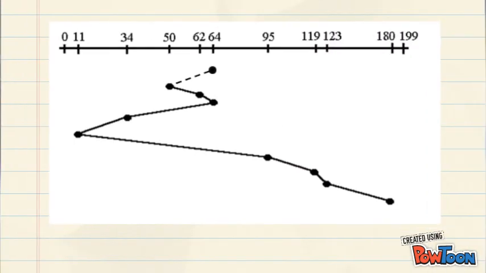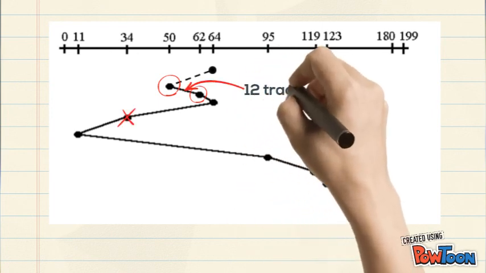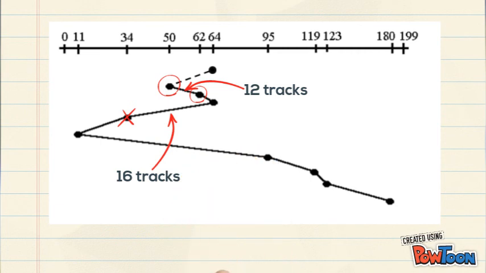In this case, requests are serviced according to the next shortest distance. Starting at 50, the next shortest distance would be 62 instead of 34, since it is only 12 tracks away from 62 and 16 tracks away from 34. The process would continue until all the requests are taken care of.